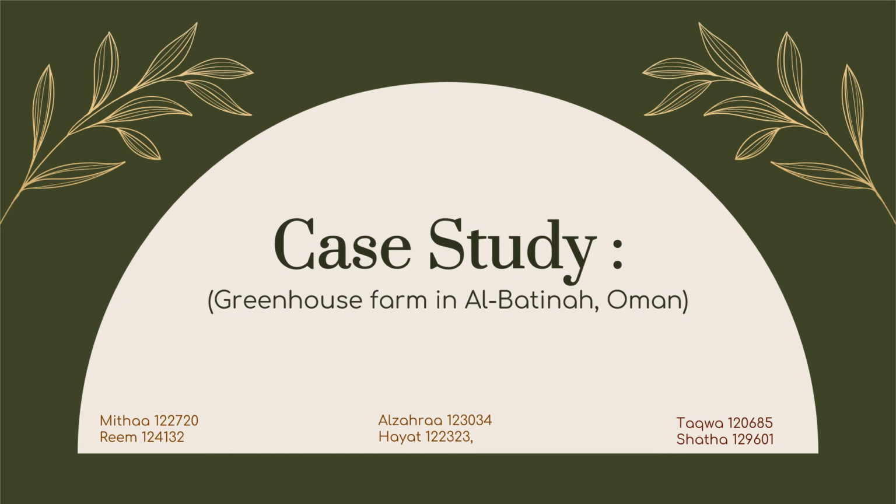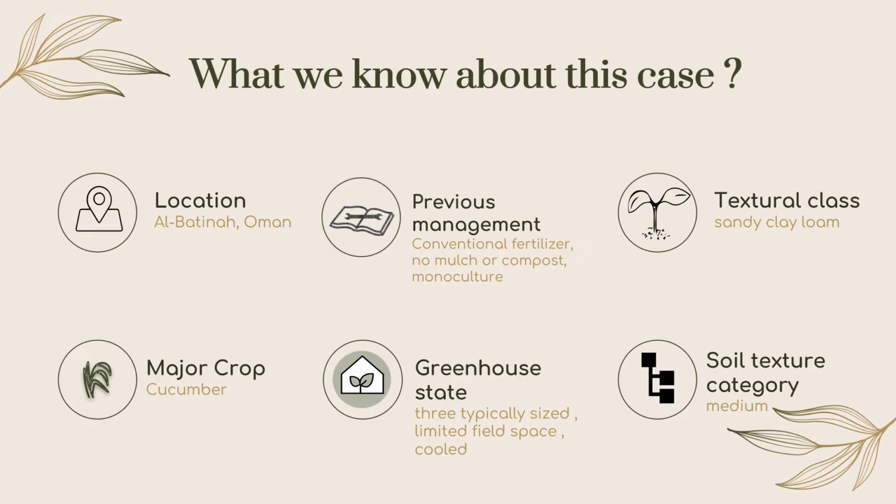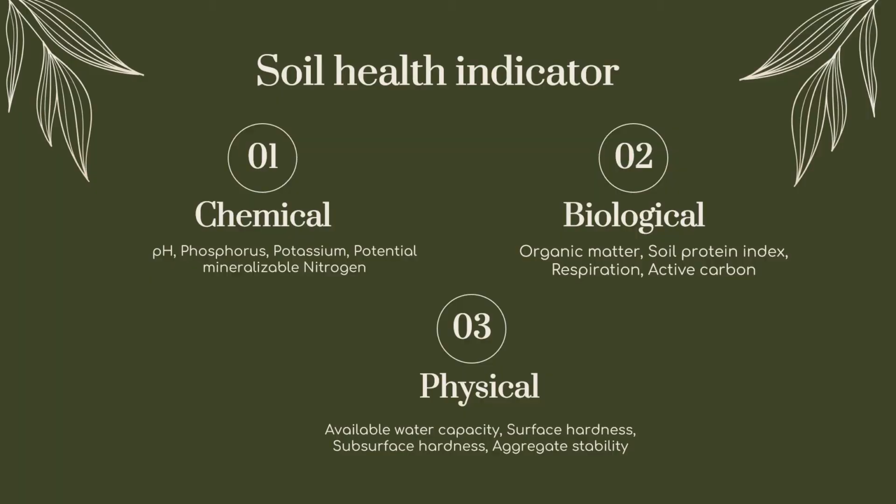Hello everybody, inshallah our case study is about the greenhouse farm in Al-Batina. Next, what we know about this case study is that the location will be in Al-Batina and the major crop is cucumber. The textural class and the soil texture category will be explained in the next slides. The three main indicators we will focus on are chemical, biological and physical.